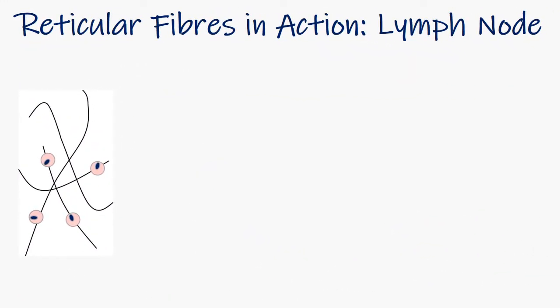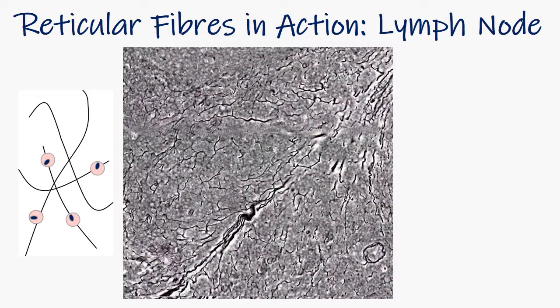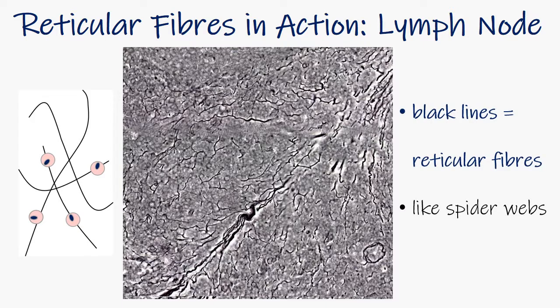Now compare that schematic to a light micrograph, this one taken from a lymph node stained with reticulin. The black lines are the reticular fibers, and I hope that you can appreciate how they appear like a fine network of spider webs. The lymphatic cells sit on these fibers, but it is very difficult to see the cells in this light micrograph.